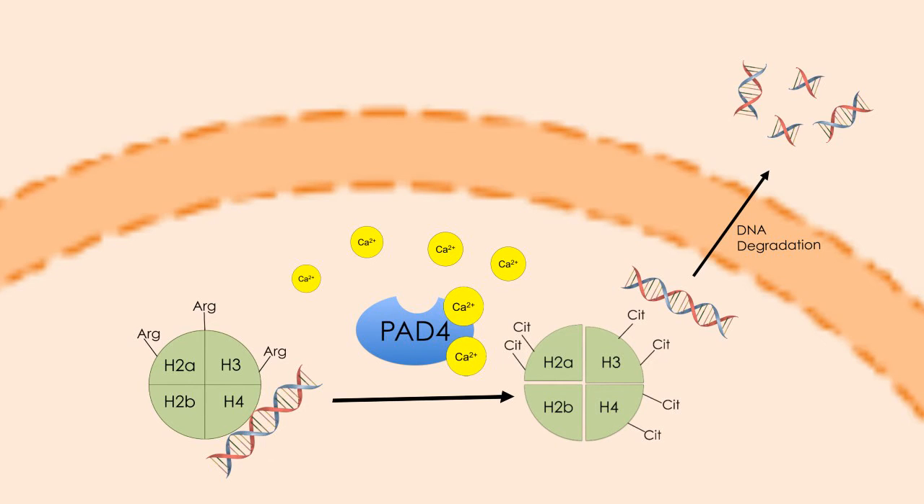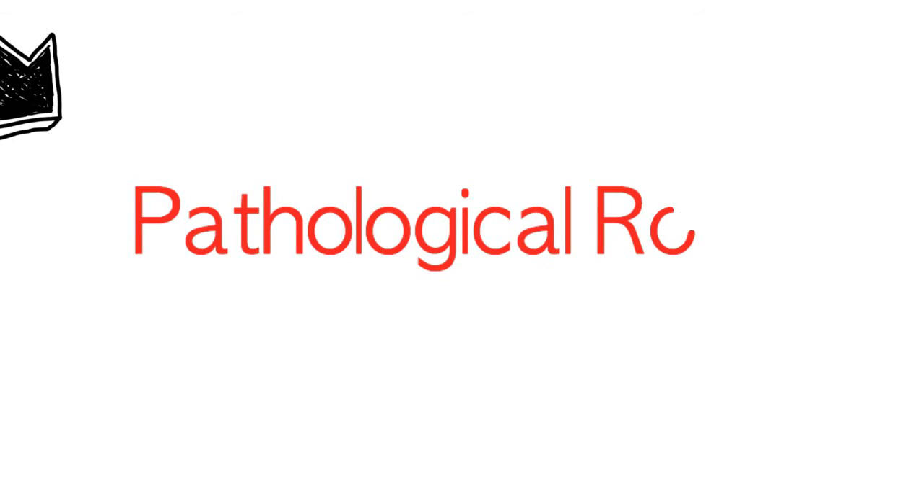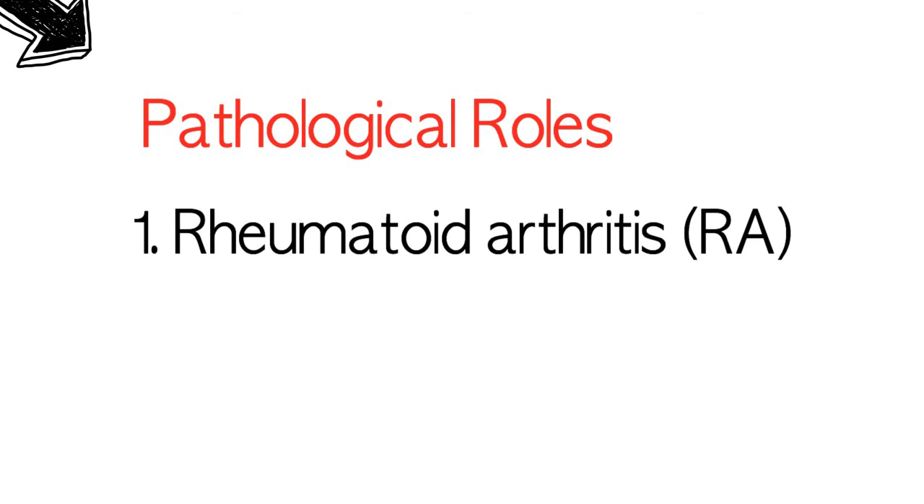After presenting physiological roles of citrullination, Shuhan will be presenting pathological roles of this type of post-translational modification. The first pathological consequence of citrullination that I will be discussing is rheumatoid arthritis, or RA in short.